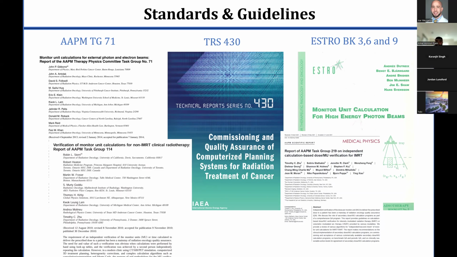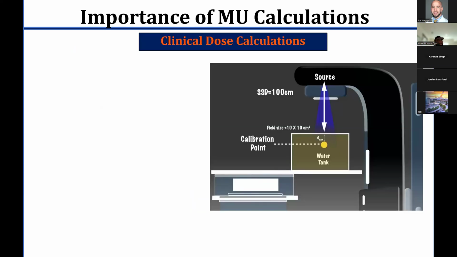As a disclaimer before this talk, I practice medical physics in the United States, and so I'm going to speak predominantly from TG71 and TRS 430. There are other books out there that I could have recommended. If you need a list, we can always send that to you.